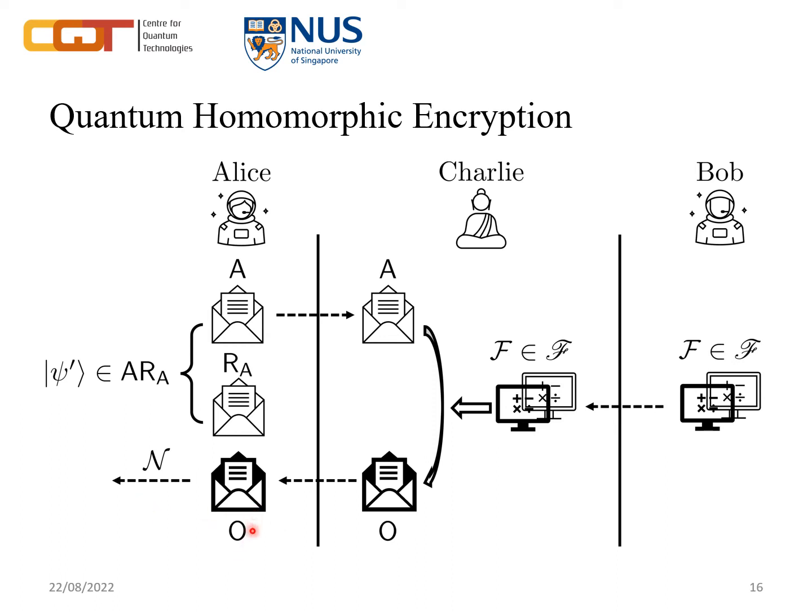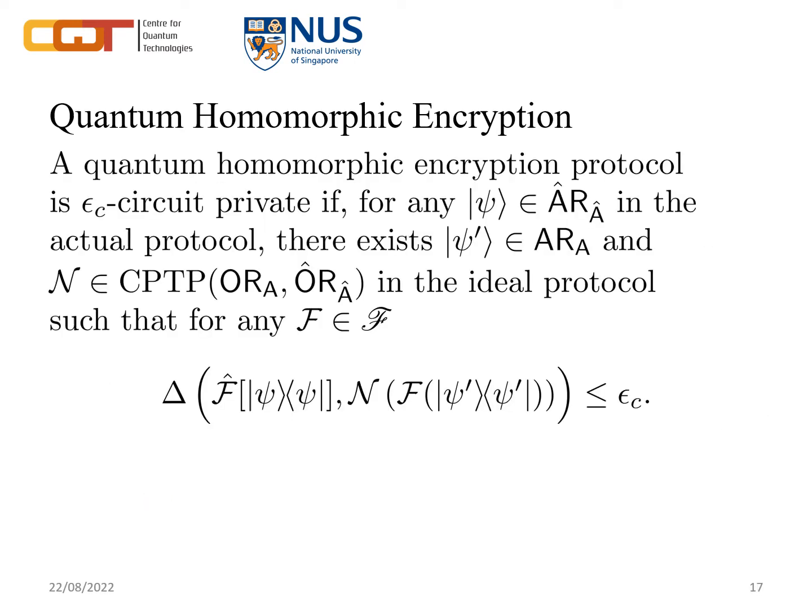If Alice in the ideal protocol can simulate Alice in the actual protocol with the simulation map N, then Alice in the actual protocol does not know more than Alice in the ideal protocol, and we call the quantum homomorphic encryption circuit private.